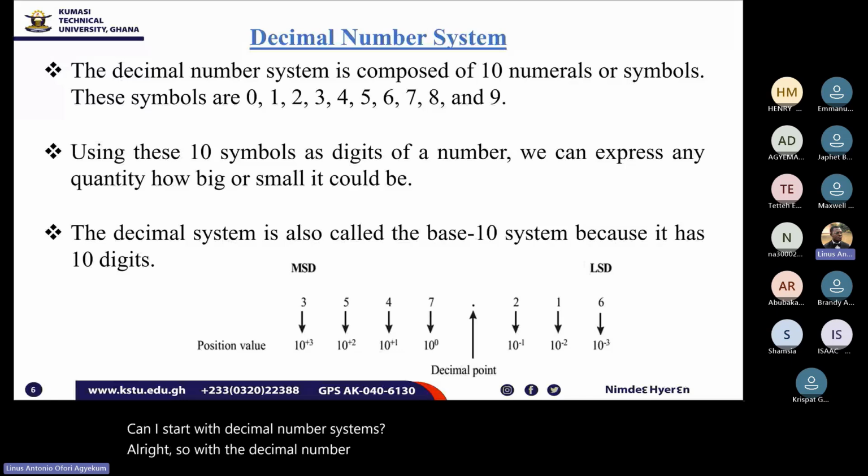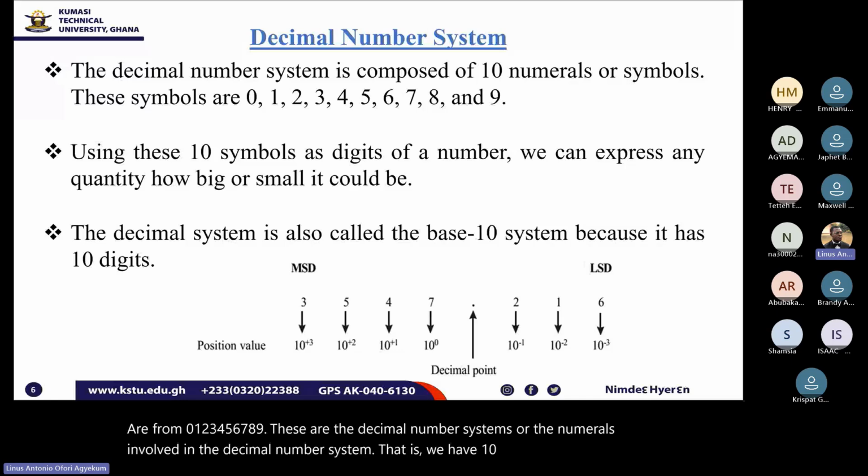So with the decimal number systems, it is composed of 10 numerals or symbols. Now, these symbols are 0, 1, 2, 3, 4, 5, 6, 7, 8, 9. These are the numerals involved in the decimal number system. That is, we have 10 symbols as digits, okay?